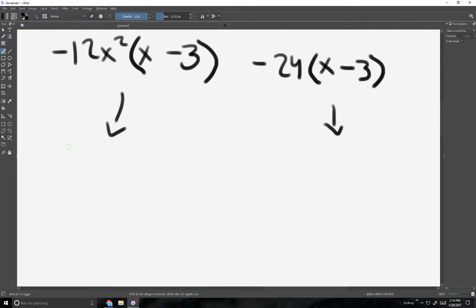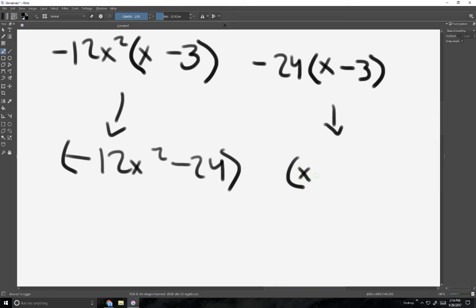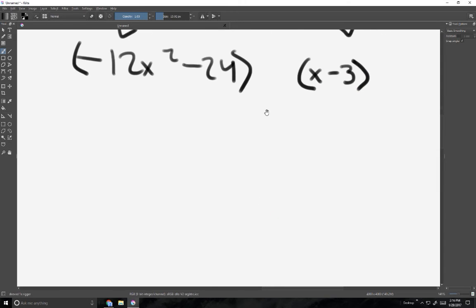So the first factor is negative 12x squared minus 24. Put your parentheses around. Next should be x minus 3. But we're not done, because negative 12x squared minus 24 can still be factored.